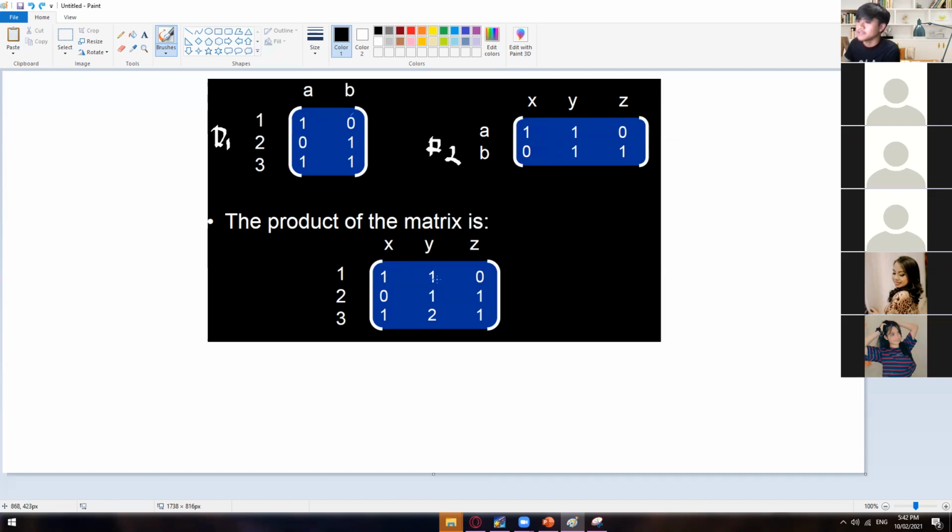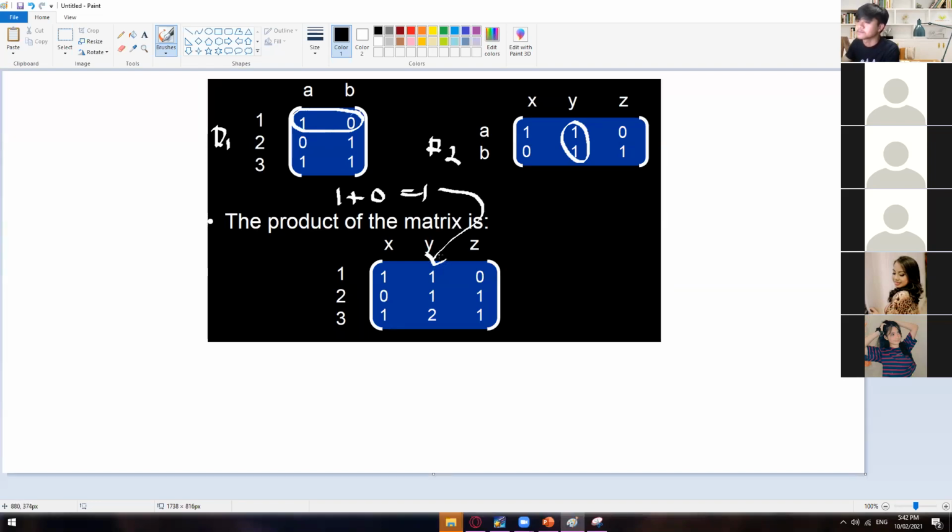If you want to get this one, the same process applies: you have to multiply this row to this column. But this time it is now on the second column, not on this one. So 1 times 1 is 1 plus 0 times 1 is 0, which is equal to 1, which is this one.